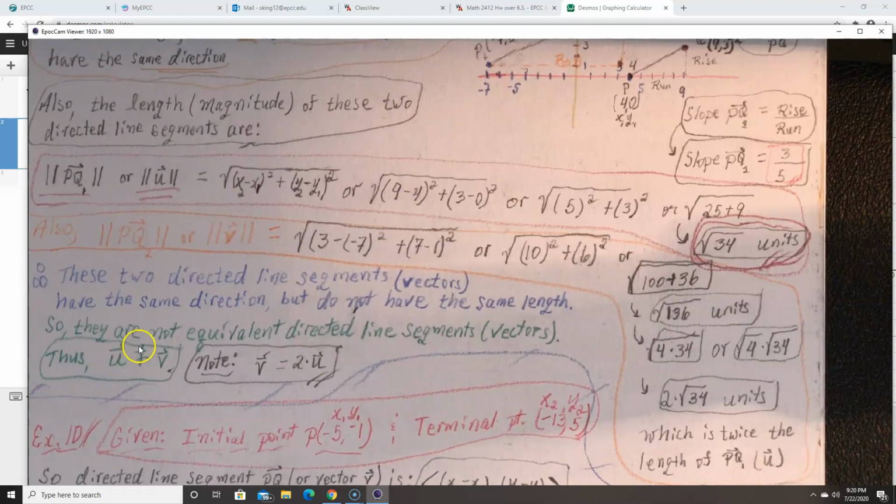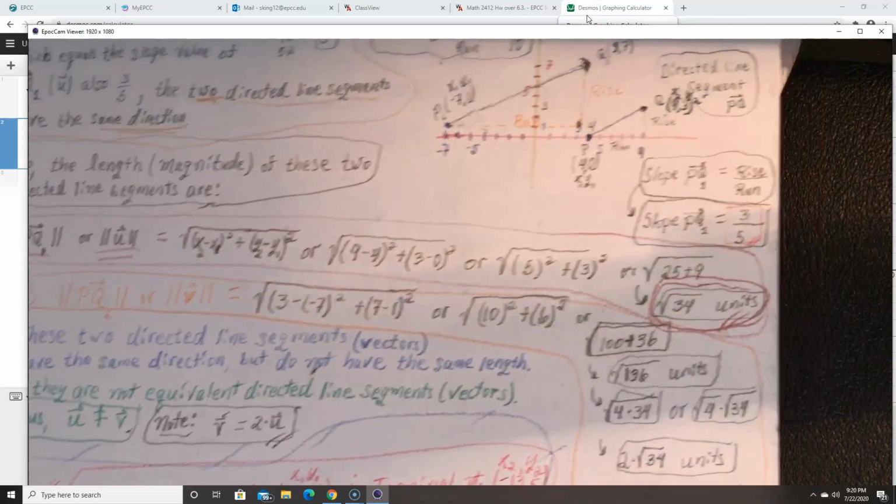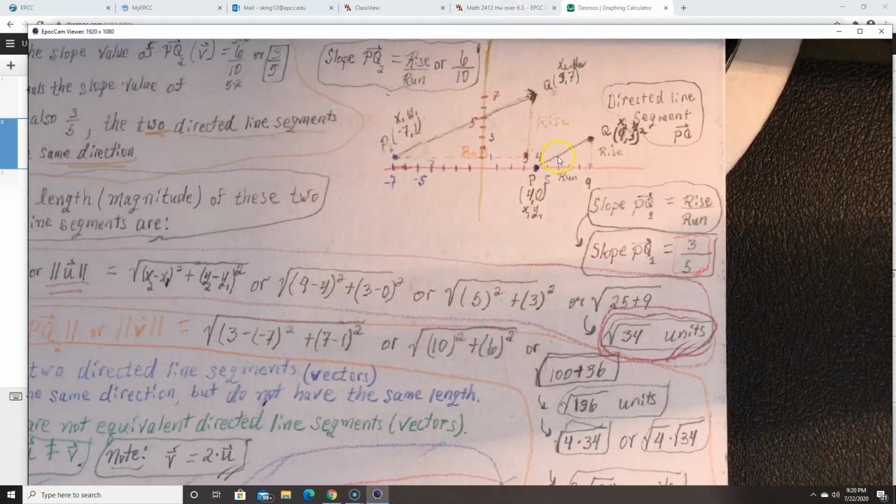Thus, vector u is not equal or equivalent to vector v, and vice versa. They're not equivalent to each other. However, note, vector v is equal to vector u times 2. If you doubled the magnitude of vector u, they already have the same direction. And so if you doubled the magnitude of the smaller vector u, then that vector 2 times u is now a new vector, double the length of vector u.